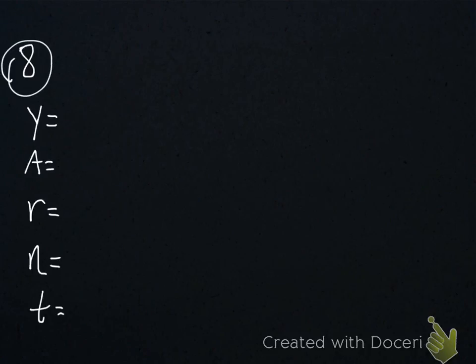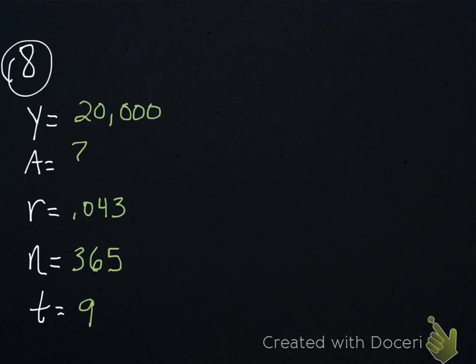Number 8. How much money must be deposited in an account paying 4.3% interest compounded daily? How many days are in a year? Yeah, 365. To have a balance of $20,000 after 9 years. Okay, so I'm looking for A again. 20,000 is my Y, 9 is my T. We've already discussed the R and the N. So let's plug it in.